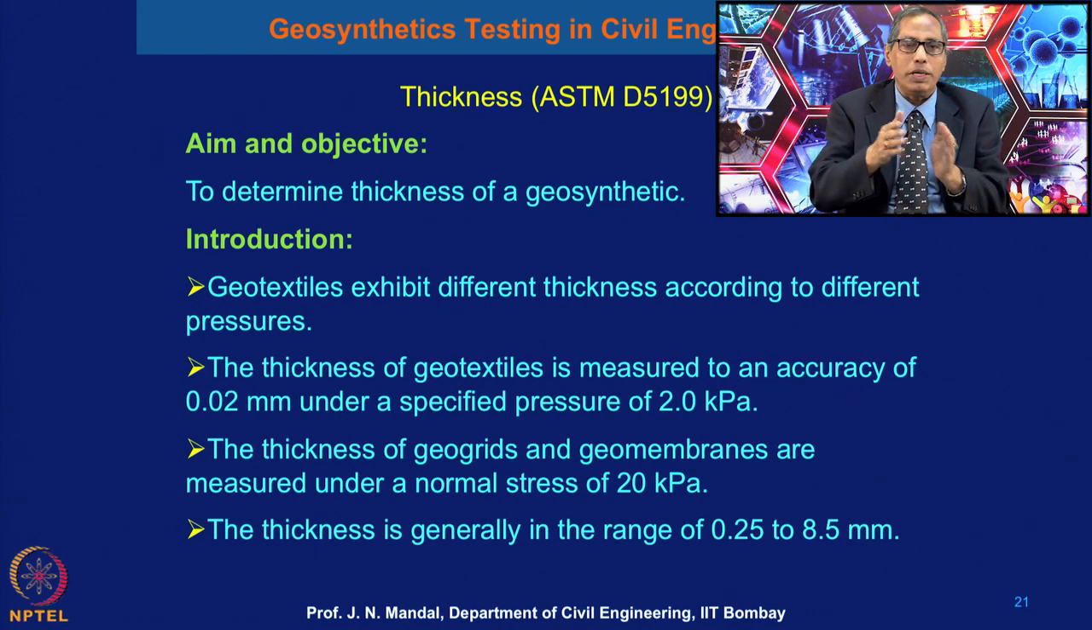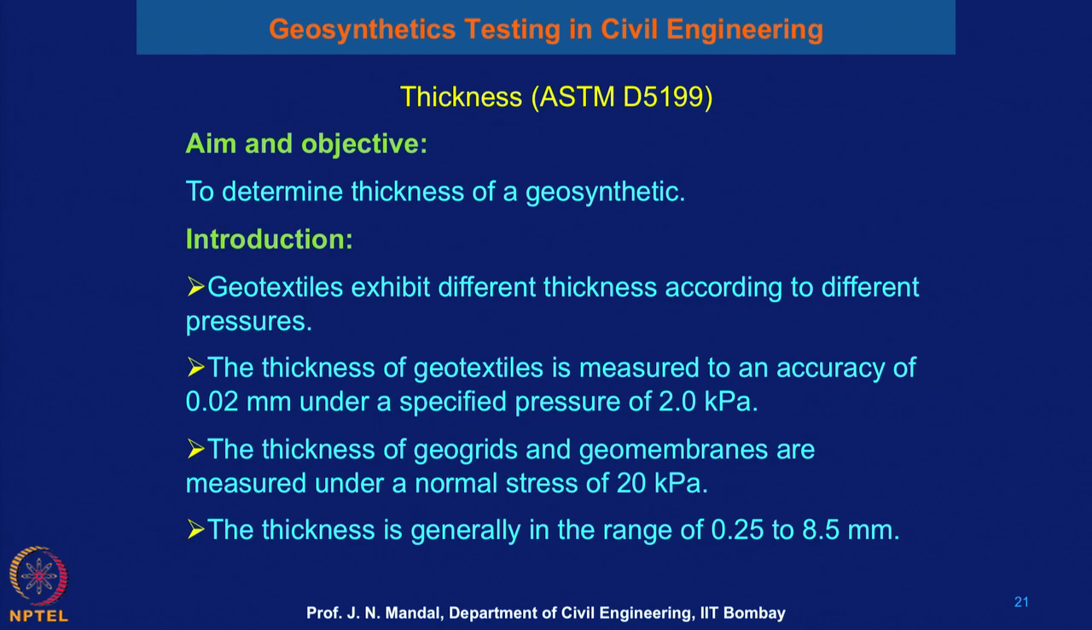So, the thickness of the geotextile is measured to an accuracy of 0.02 millimeter under a specified pressure of 2.0 kilopascal as per standard, and the thickness of the geogrid and the geomembrane are measured under a normal stress of 20 kilopascal, and thickness generally varies in the range of 0.25 to 8.5 millimeter.